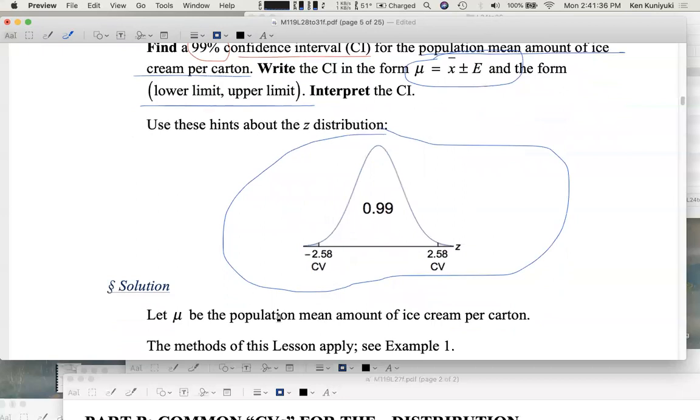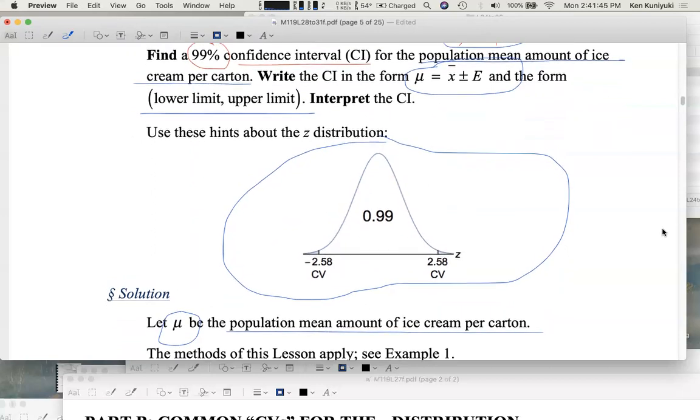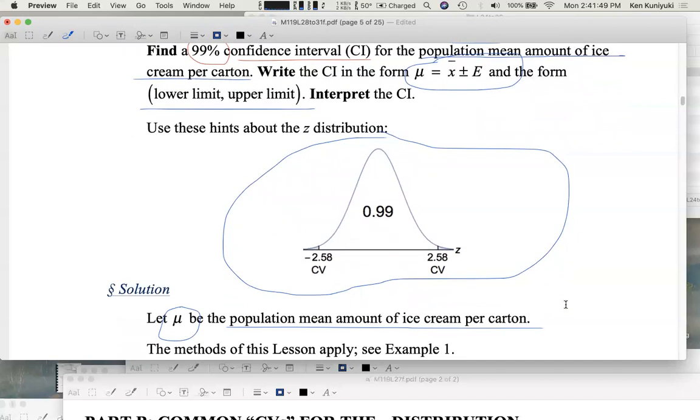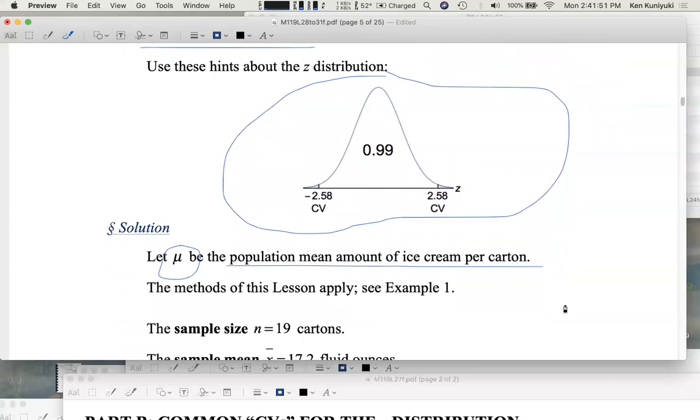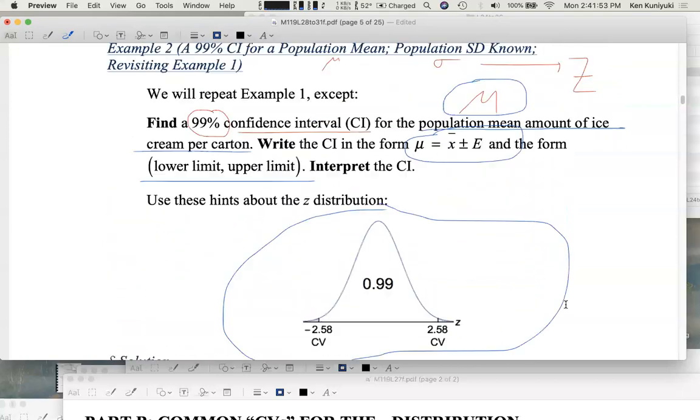Let mu be the population mean, here the population mean amount of ice cream per carton. It's good to declare what mu is. The methods of this lesson apply. Again, like in example 1, why is that?